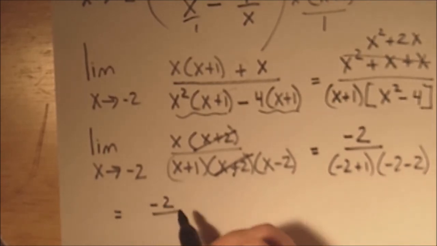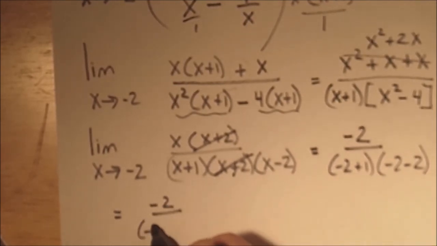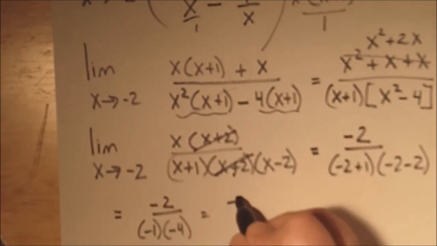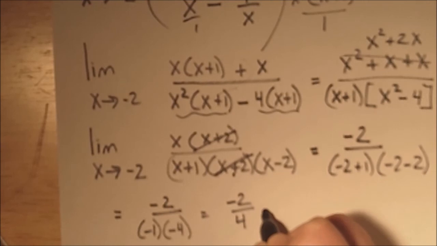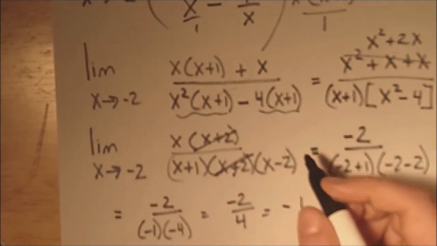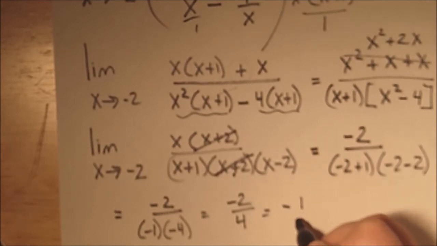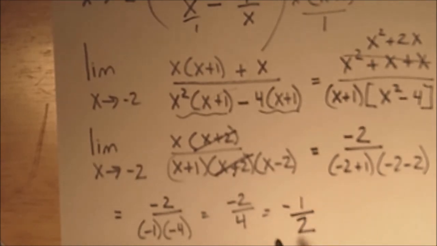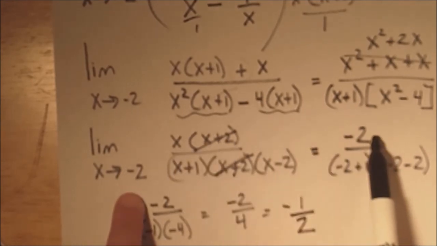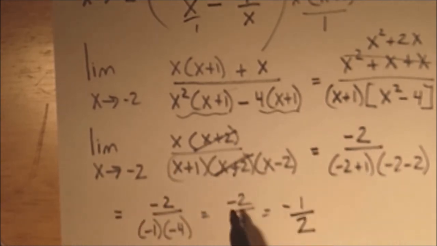So this would be negative 2 over negative 1 times negative 4, or negative 1/2. And I'm just looking up here to check my work for a minute, but I think it's good.